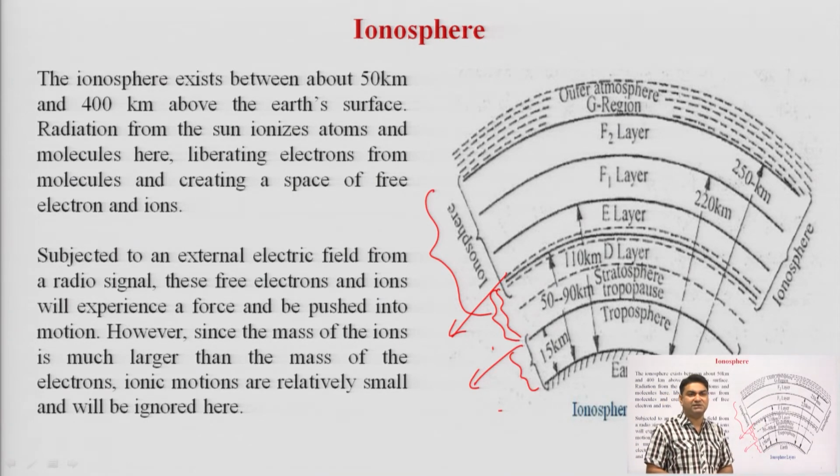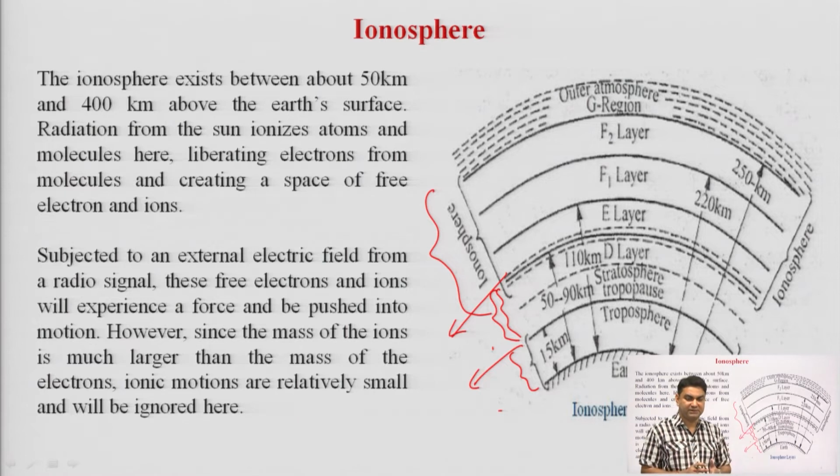When subjected to an external electric field from a radio signal, these free electrons and ions will experience a force and be pushed into motion. However, since the mass of the ions is much larger than the mass of the electrons, ionic motions are relatively small and will be ignored here. This theory is based on the processes of the radio signals entering the ionospheric region for the sky wave mode of propagation.